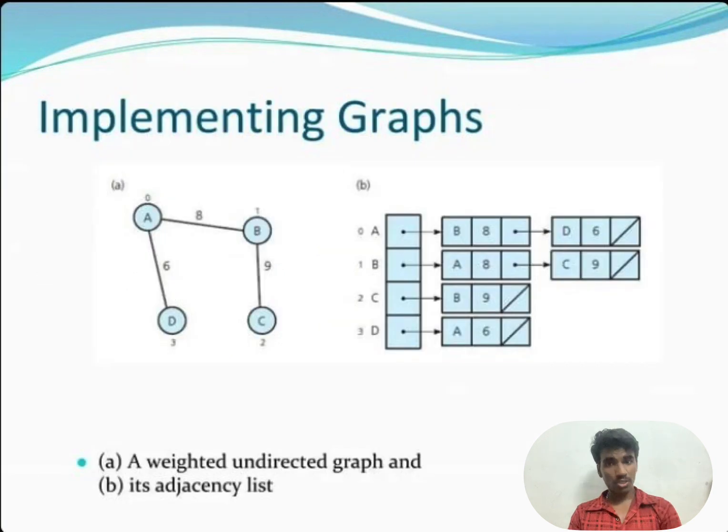Implementing weighted graphs is also similar, but here A is connected to B with a value of 8, and B is connected with a value of 8. Here D is connected with a value of 6. Like that, the weighted graph and the weighted undirected graph are plotted.